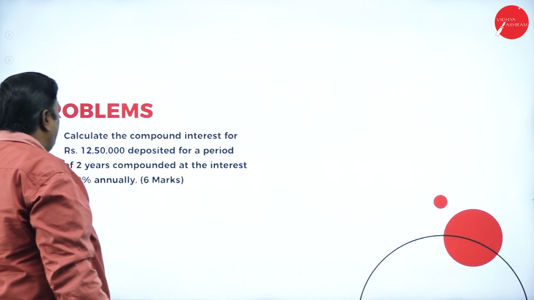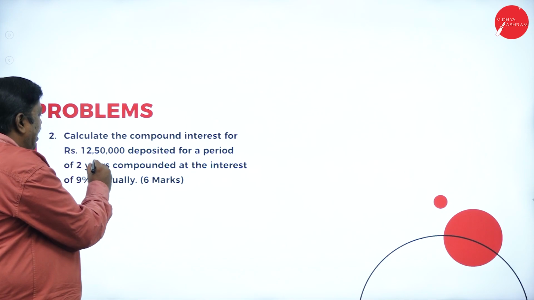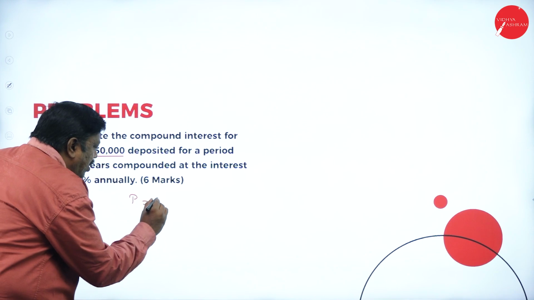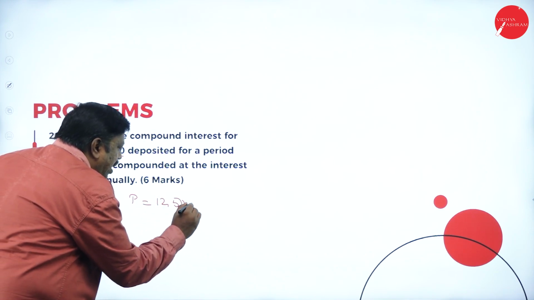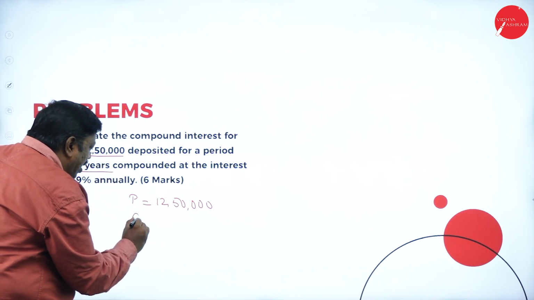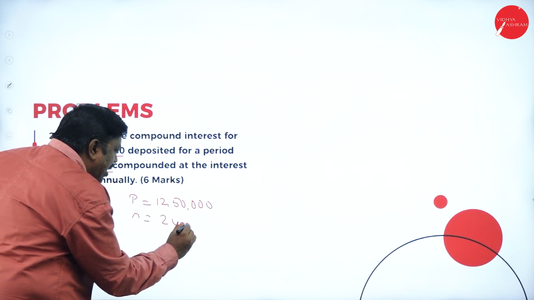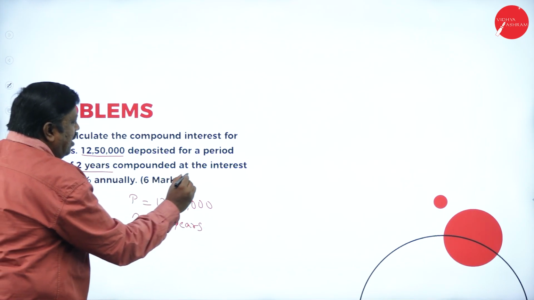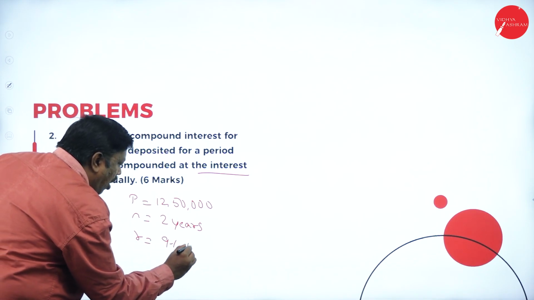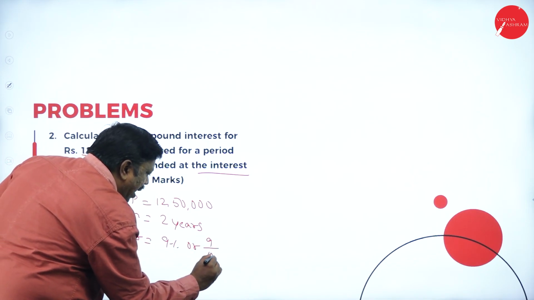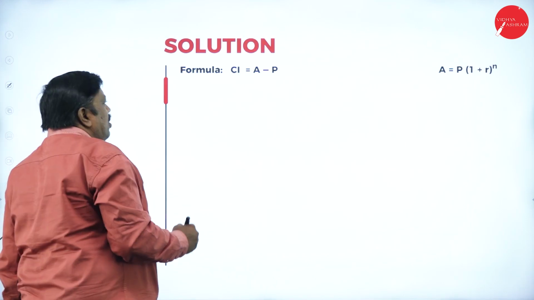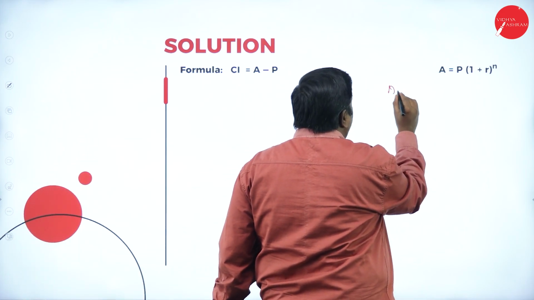Now, in the same concept, we have taken the amount we are depositing as 12,50,000. How much we are depositing? Principal amount is 12,50,000. And how many years? N will be 2 years, and the interest rate R will be 9%, or 9 by 100, or 0.09.